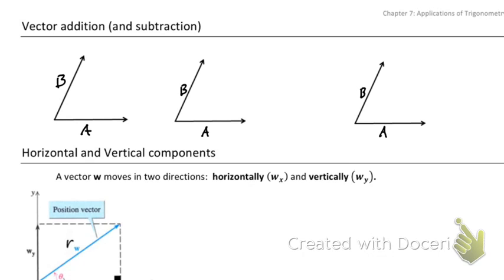So you carry all the way to the end of A, and you mark kind of what B would look like if I attached it onto there. And now what you're going to do is attach from where they started to that endpoint. And that line right there, or that vector, is going to be A plus B.